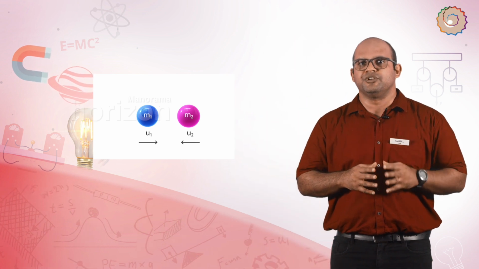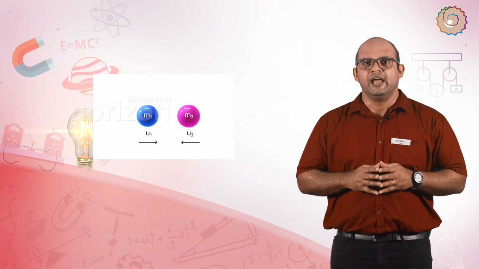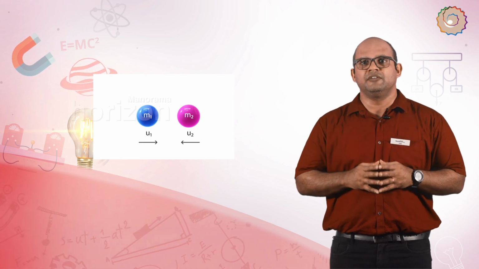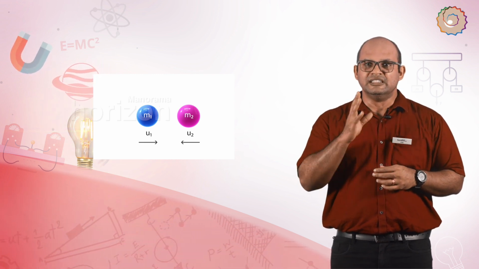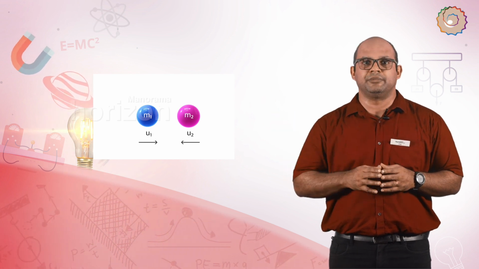To keep things simple, we shall limit our discussion to only two objects interacting. And the most readily observable interaction is collision. We see this on a daily basis. Let's say that we have two objects, one of mass m1 and velocity u1, and the other of mass m2 and velocity u2. Remember, these are the velocities of these two objects before the collision happened.